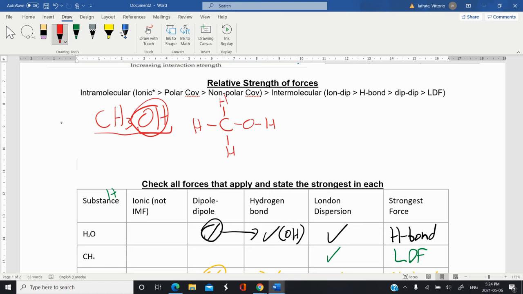It shouldn't have more than that, it shouldn't have less than that, because it follows a complete octet rule. I'll put my lone pairs here. And compare this to CH4. CH4 was totally nonpolar, right? Totally nonpolar. But over here we replace one of these H's with an OH group. So in reality, we have a polarity happening here.